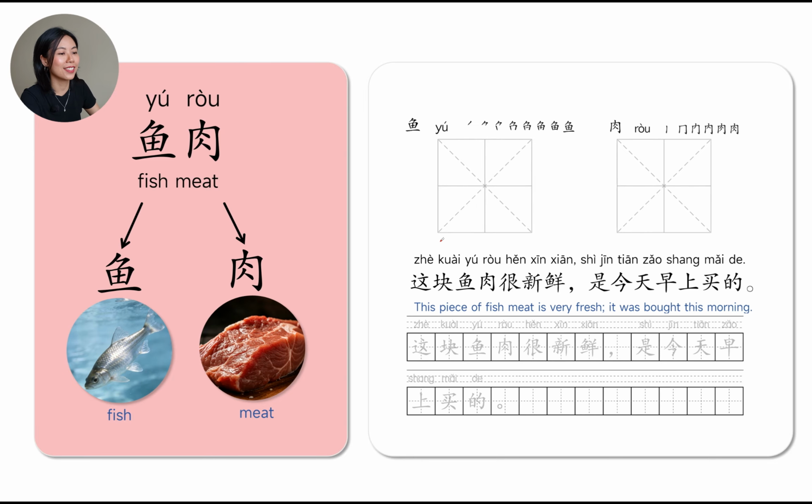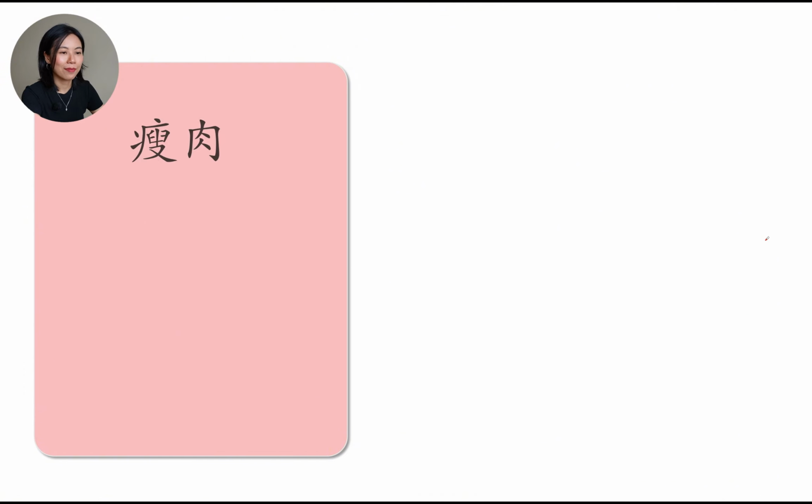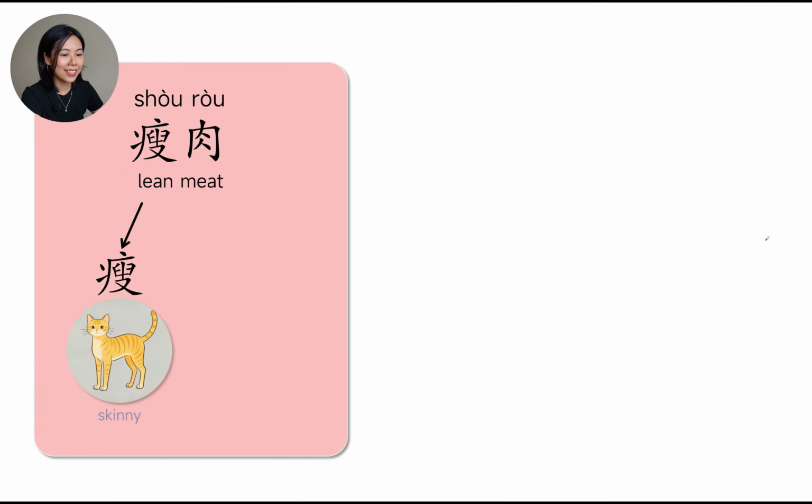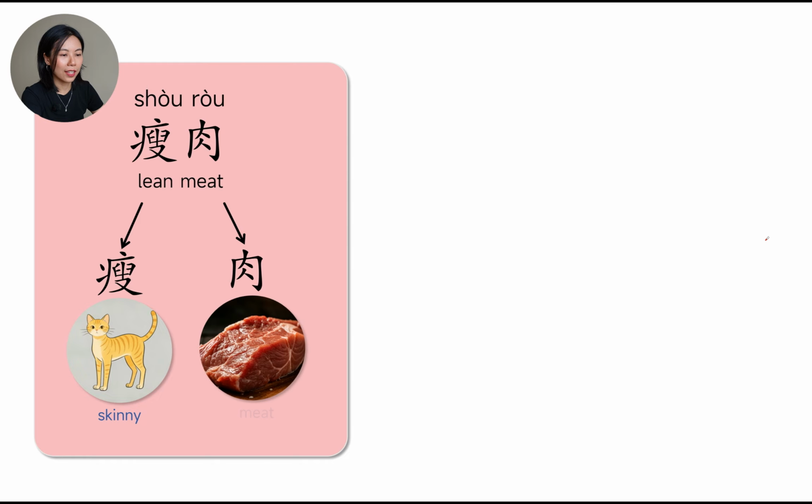So the whole sentence is 这块鱼肉很新鲜，是今天早上买的. This piece of fish meat is very fresh. It was bought this morning. 下一个，瘦肉. 瘦肉 lean meat. 瘦 means skinny, 肉 is meat. 瘦肉 skinny meat. So that's lean meat.